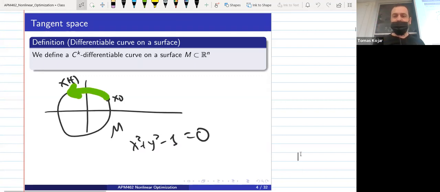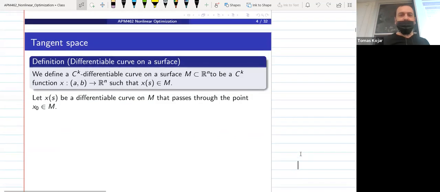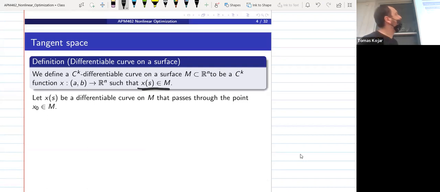Okay, so mathematically, a curve is just a function such that the range of this function is always inside the surface. Okay? There are many examples. I wish I could show you a nice picture.